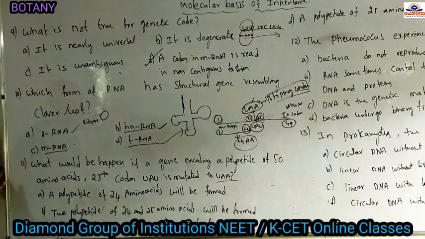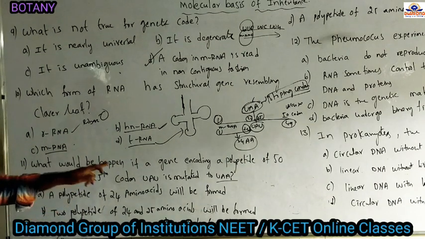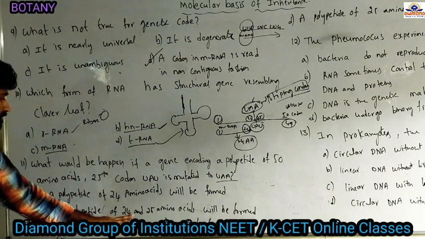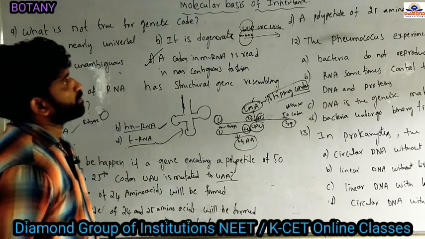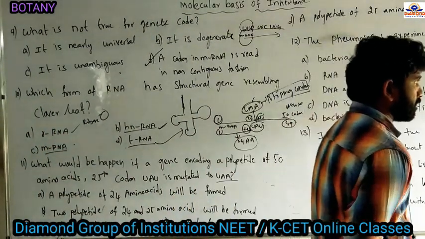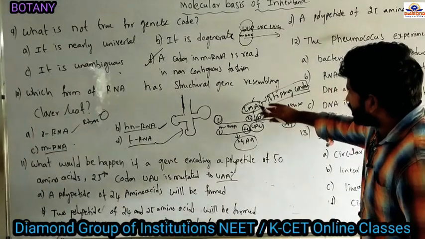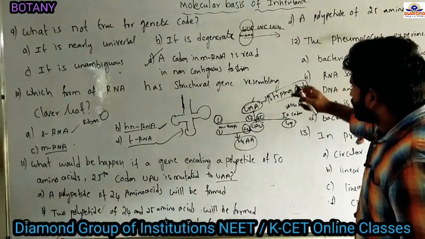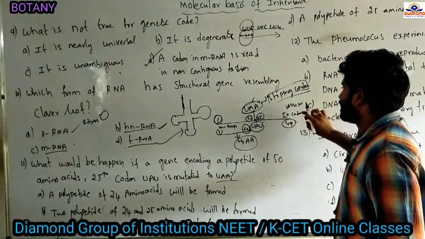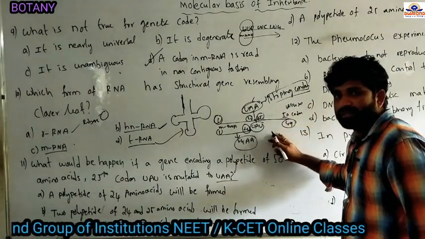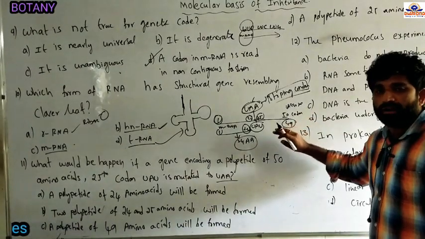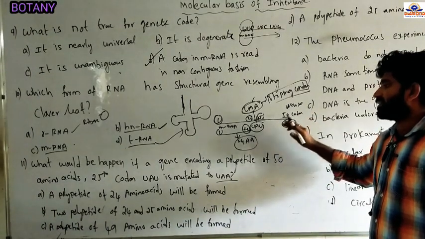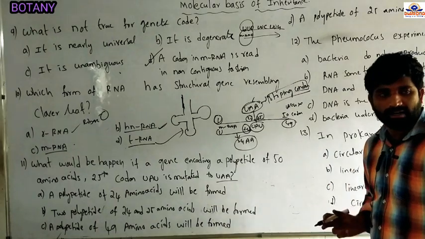Now the options are: a polypeptide chain of 24 amino acids is formed; two polypeptides of 24 and 25 amino acids will form; a polypeptide of 49 amino acids will form; or a polypeptide of 25 amino acids is formed. I said that instead of UAA, it contained UAU only. That mRNA contains 50 codons. 49 codons code for 49 amino acids, and they can synthesize a polypeptide chain of 49 amino acids.